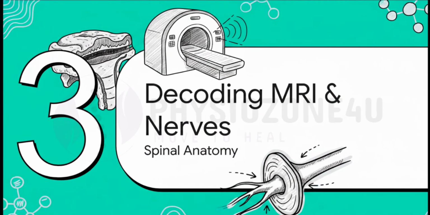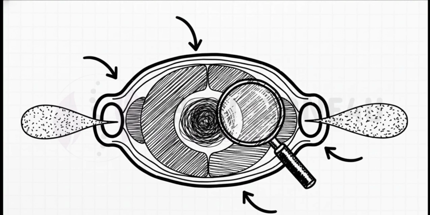Section 3, decoding MRI and nerve roots. Let's zoom in a bit more and decode exactly how radiologists map the exact location of a disc herniation to predict nerve damage. This is where spinal anatomy gets incredibly precise. Radiologists actually divide the spinal cross-section into 4 zones. Central herniation pushes straight back, which is scary because it threatens the whole bundle of descending nerves.